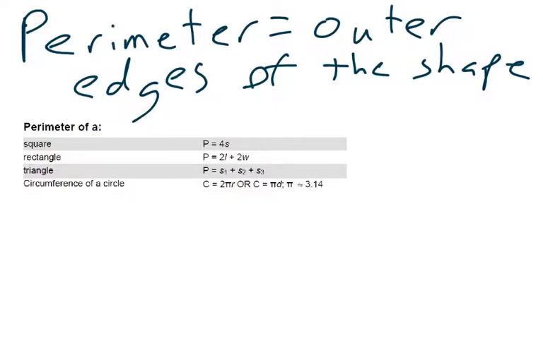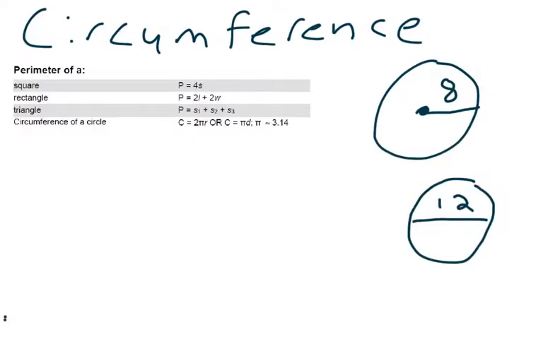If you have shapes with straight edges, triangles, rectangles, squares, trapezoids, all of that, all you do is add the sides together. So those are pretty self-explanatory. But what happens if you get a circle? Circles don't have flat edges. How in the world do we add those sides together? That is where we do what's called circumference.